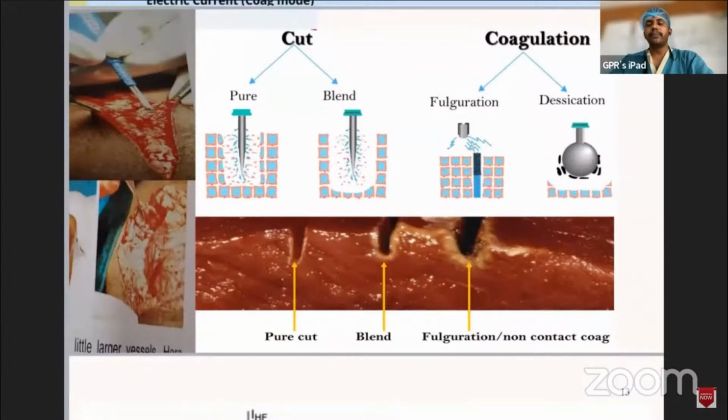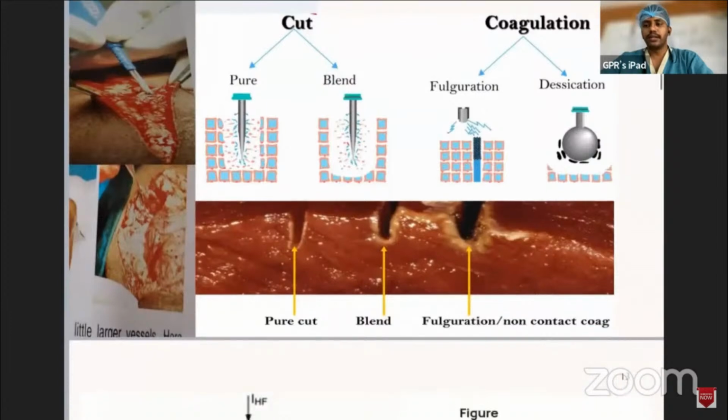When it comes to a blend current, it makes a very precise cut, rather than a drastic one, and it also has a minimal amount of coagulation property. And there is another picture to show how fulguration happens, which is a non-contact coagulation.